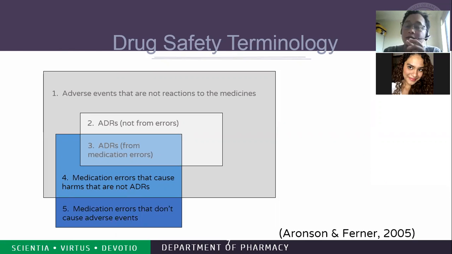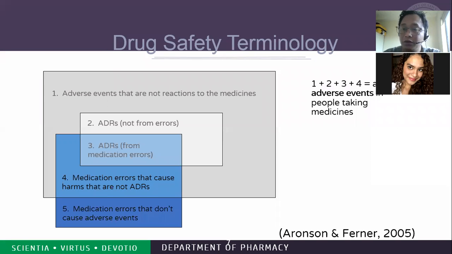If you read a publication in pharmacovigilance or pharmacoepidemiology and it is related to adverse reactions, then I'm hoping that you understand the difference between one and the others. So if we talk about adverse events, we talk about the first, second, third, and fourth pieces. And for adverse drug reactions, we talk about the second and third pieces. So an adverse drug reaction is part of an adverse event.